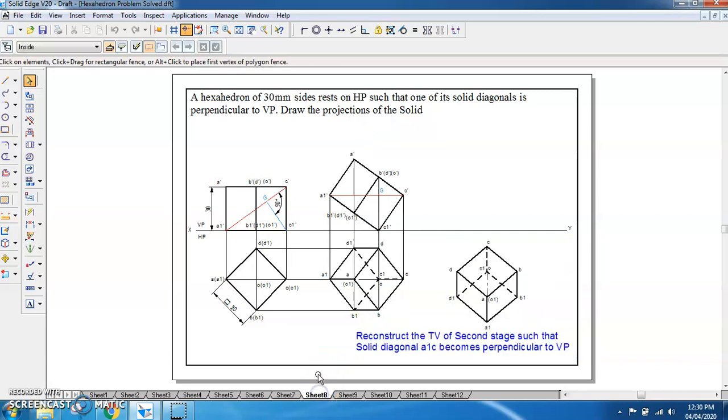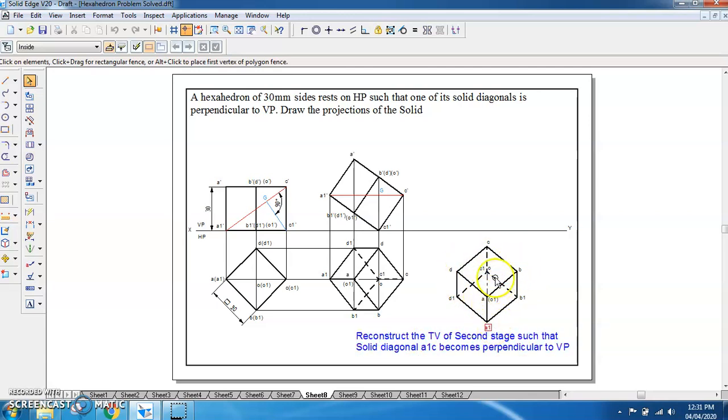So in the third stage, we make the diagonal A1C perpendicular to VP. So A1C is now perpendicular to VP. With respect to this A1C, we are getting the remaining points of the solids here. That is B1, DD1, C1, A, O1, all the points we are getting. And we are reconstructing this figure from this figure over here. The reconstruction part is already explained in one of the videos. You can go through that procedure and you can reconstruct it.